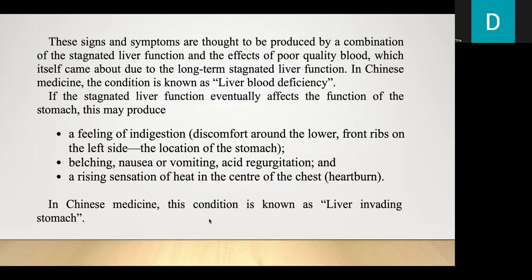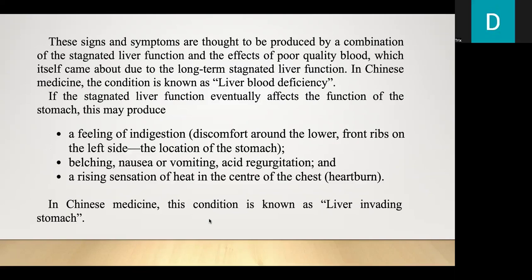These signs and symptoms are thought to be produced by a combination of the stagnated liver function and the effects of poor quality blood, which itself came about due to the long-term stagnated liver function. In Chinese medicine, the condition is known as liver blood deficiency.